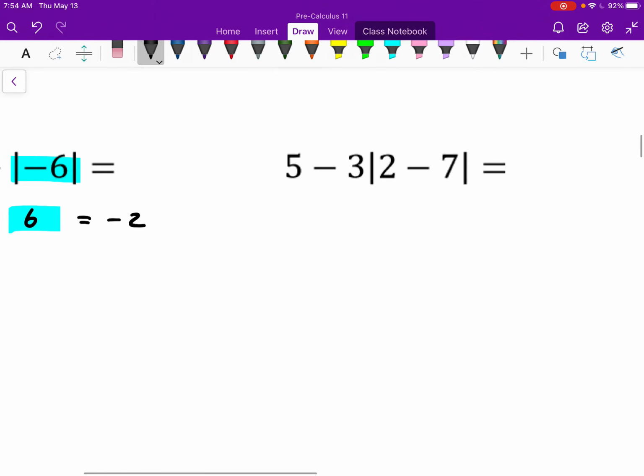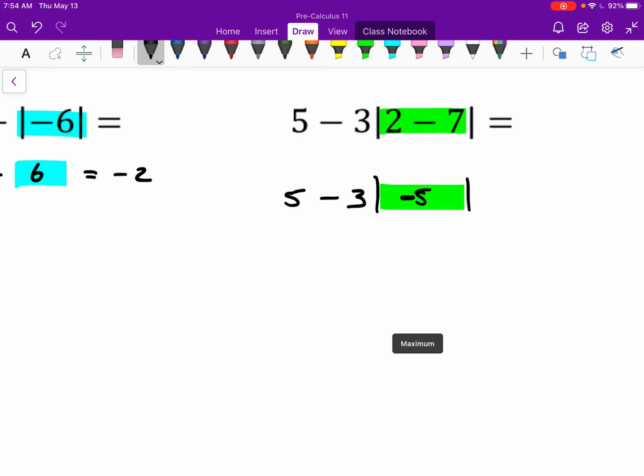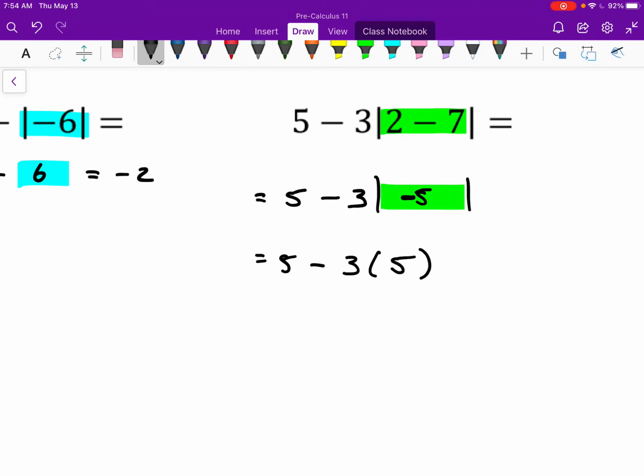Over here, first, let's think what's inside the brackets. 2 minus 7 is -5. So I have the absolute value of -5 times 3, all being subtracted from 5. Okay, next, let's find the absolute value of -5. The absolute value of -5 is +5. So this is the same as 5 minus 3 times +5. And now this is just basic order of operations, this is 5 minus 15, so it's -10.